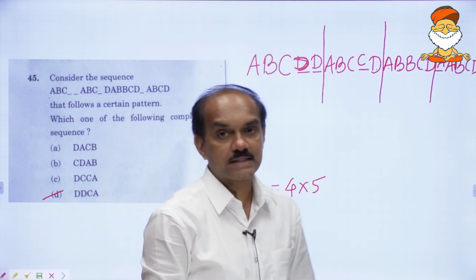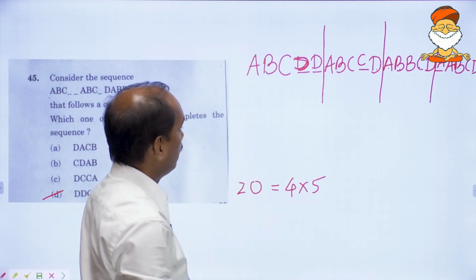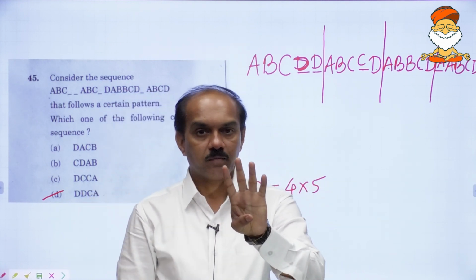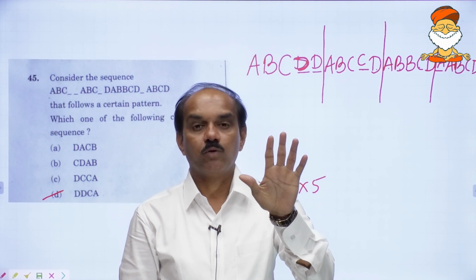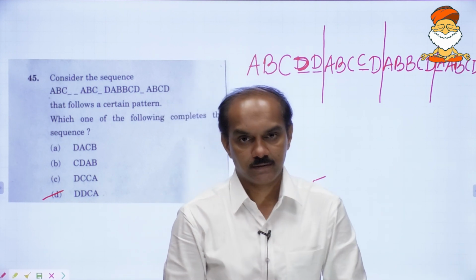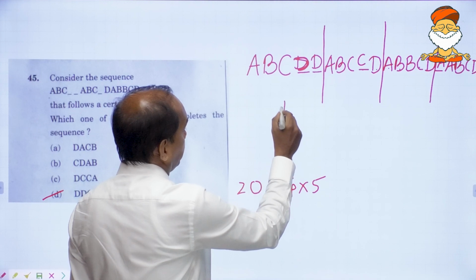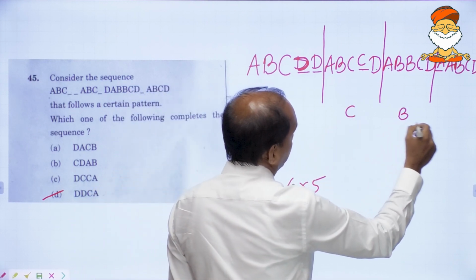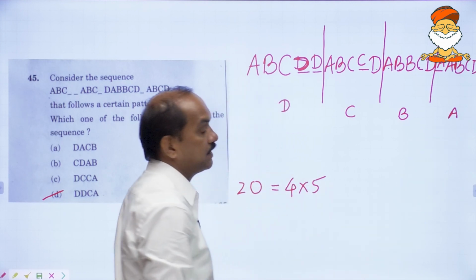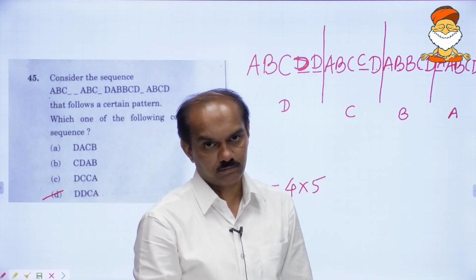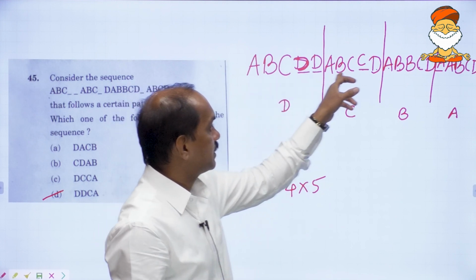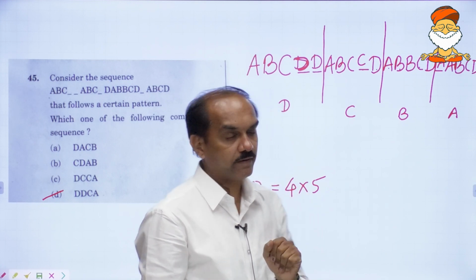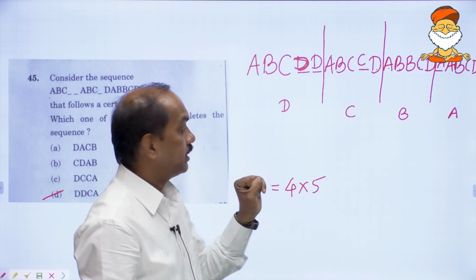No alphabet is missing. That is one thing. Everywhere we have got ABCD. But ABCD are only 4. But we have made a group of 5, meaning 1 is being repeated. Here D is repeated. Here C is repeated. Here B is repeated. Here A is repeated. This is called the pattern. ABCD, ABCD, ABCD, everywhere ABCD. But it's a group of 5 items everywhere. So 1 has to be repeated.